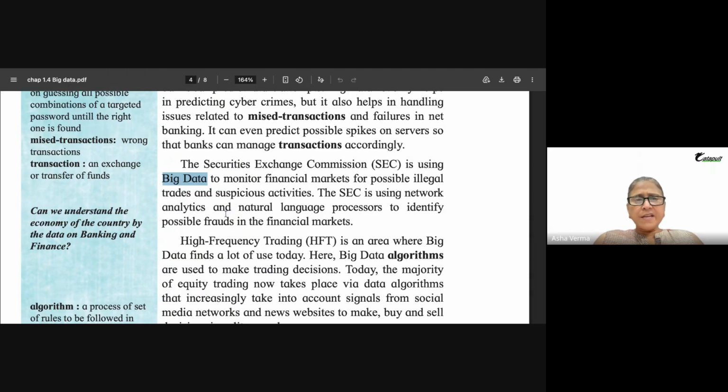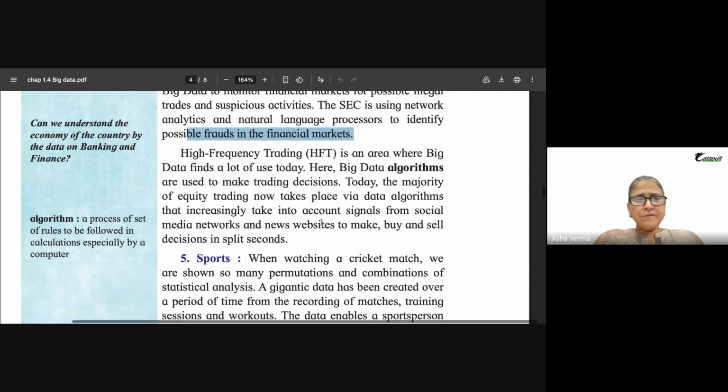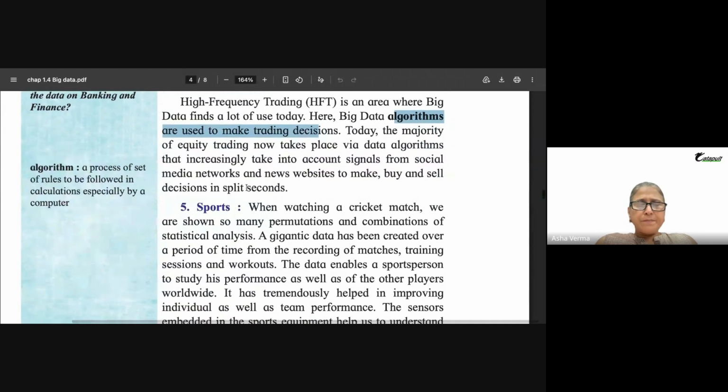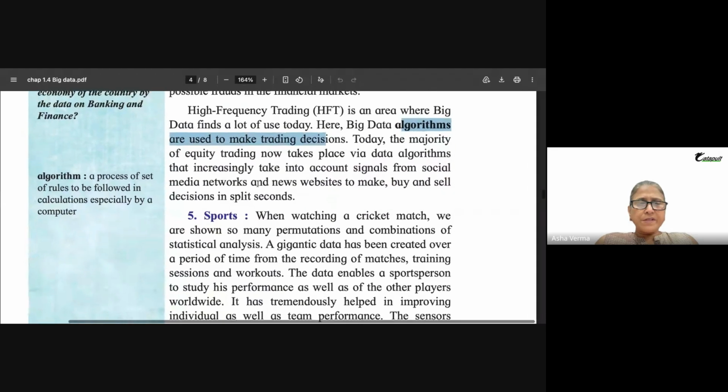The SEC is using network analytics and natural language processing to identify possible frauds in financial markets. So the same data is used to predict possible financial frauds. Okay. High frequency trading is an area where big data finds a lot of use today. So here algorithms are used to make trading decisions, and that is also where the information from data is used for this.